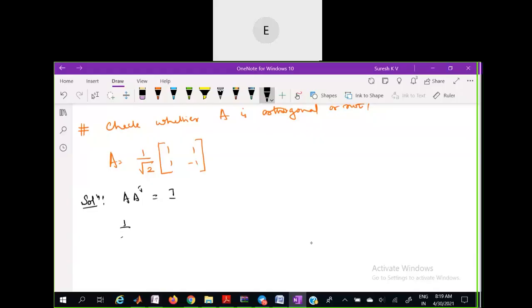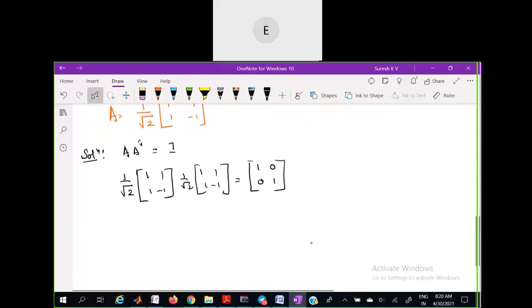So in fact A transpose is itself: 1 by root 2 times 1 1 1 minus 1. Now if you actually try solving this and multiplying, you will get 1 0 0 1. You can verify it. So A is orthogonal, that is the answer. A is orthogonal. Okay.